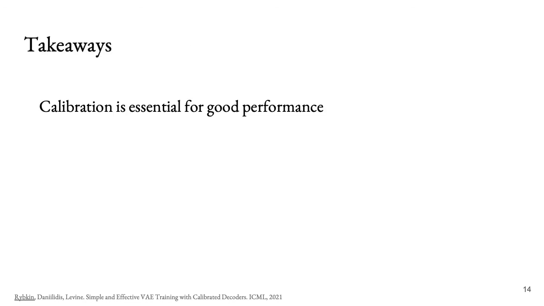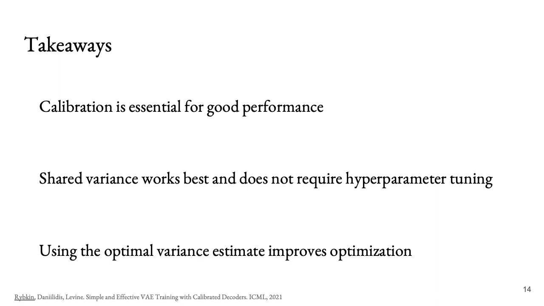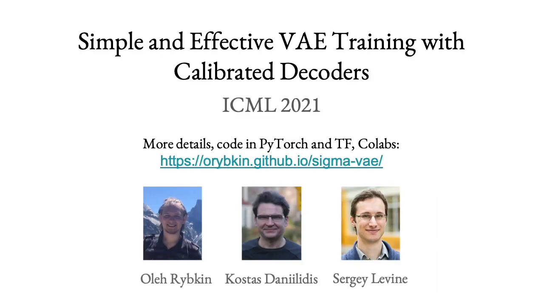In summary, we show that calibration is essential for good performance. Single shared variance requires careful setup but performs best without requiring hyperparameter tuning, and using the optimal variance estimate improves optimization. In the paper, we have more analysis and other tips on training VAE models. Check out these details and the open source code in both PyTorch and TensorFlow on our website.